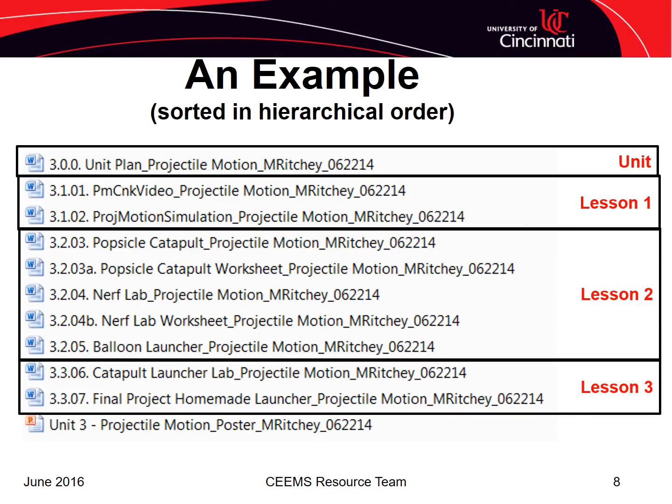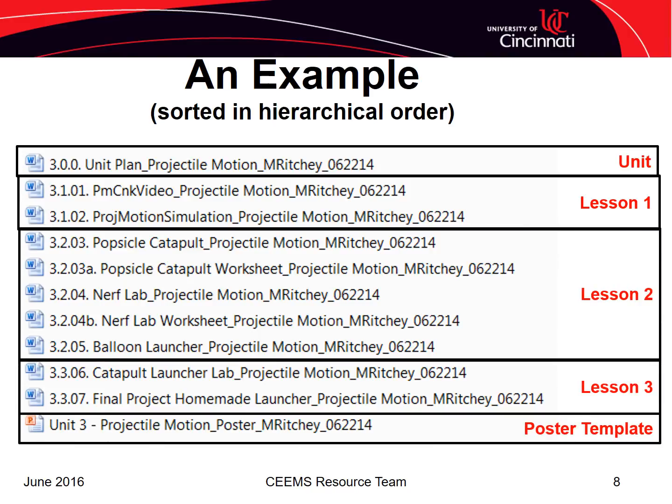So you might be wondering, what does this look like with a real set of files? Here is an example. The files are arranged in alphabetic order. More importantly, they are arranged with the unit plan at the top, followed by lessons 1 through 3. The poster template is located at the bottom. Within each lesson, there are multiple activity and worksheet files.